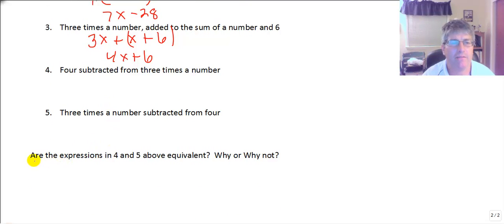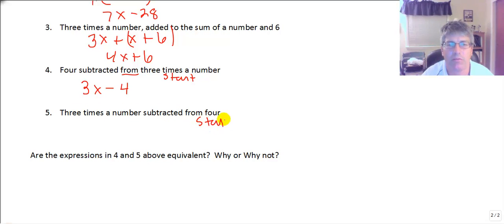Expression 4 and 5. The question here at the bottom says, are the expressions in 4 and 5 above equivalent? Why or why not? Well, let's take a look. 4. 4 subtracted from 3 times a number. So we must be starting with 3 times a number, and we're going to subtract 4 from that. That's 3x minus 4. That's all simplified.